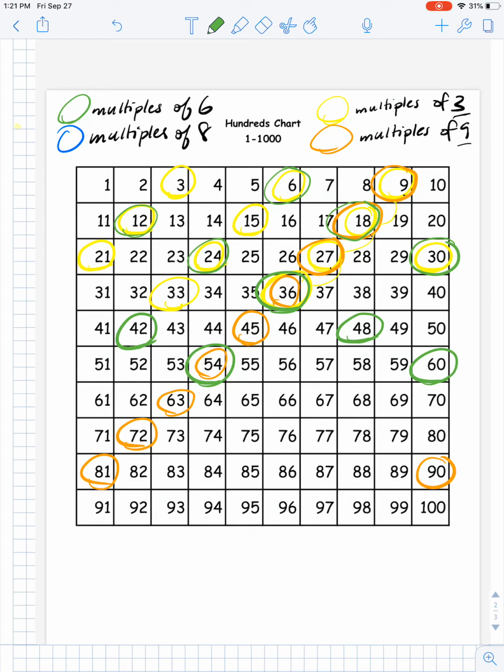You'll notice already that 18 is actually a common multiple of 3, 9, and 6 because we have yellow, orange, and green circling 18. You'll also notice the same thing with 36, a common multiple of 3, 9, and 6. Also with 54, a common multiple of 9, of 6, and if you go back to your divisibility rules, it's also a common multiple of 3 as well.